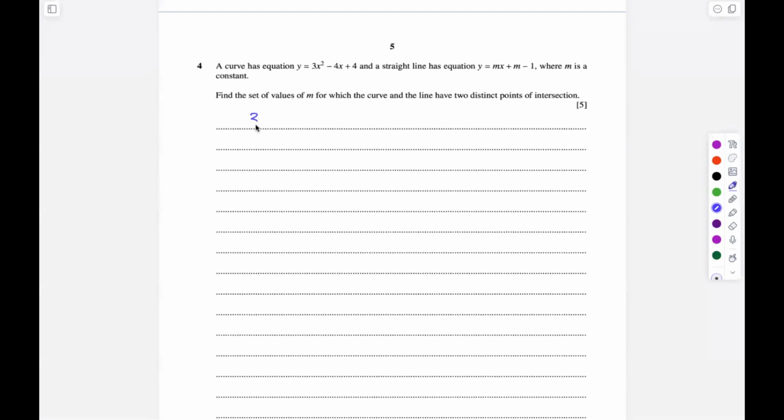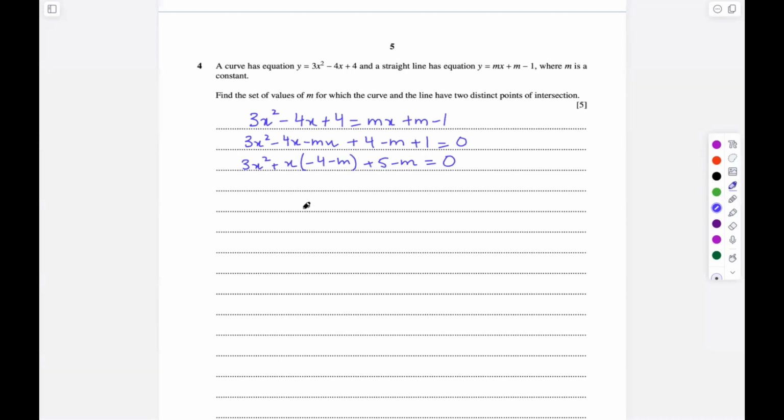In the first step, we'll equate the two equations. So this will become 3x squared minus 4x plus 4, the equation of the curve, equated to the equation of the line, which is mx plus m minus 1. Bringing the equation of the line to the left-hand side, we get 3x squared minus 4x minus mx plus 4 minus m plus 1 equals 0. Simplifying this, we get 3x squared, and taking x common, minus 4 minus m, and 4 plus 1 is 5, so this can be written as 5 minus m equals 0.